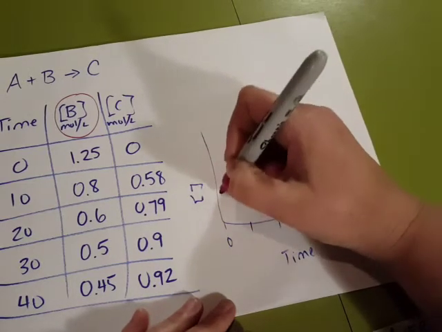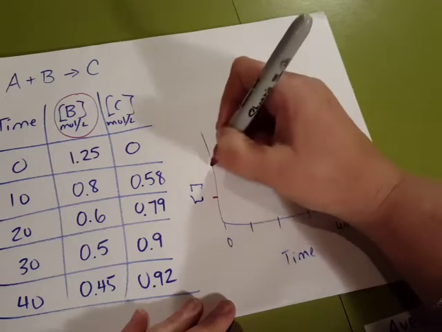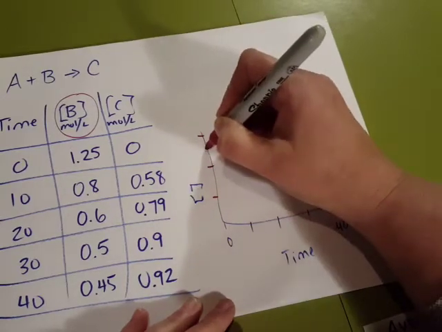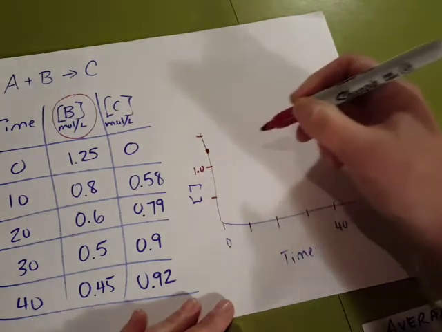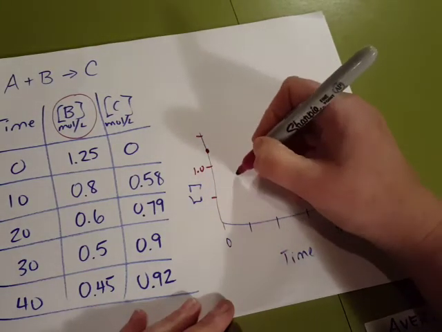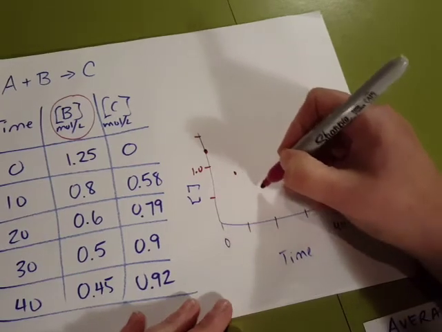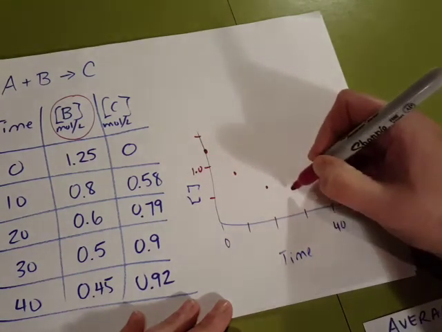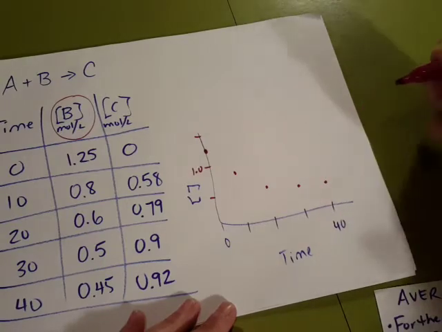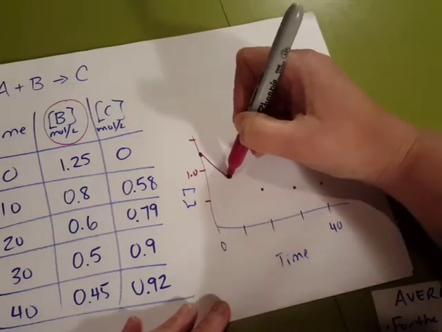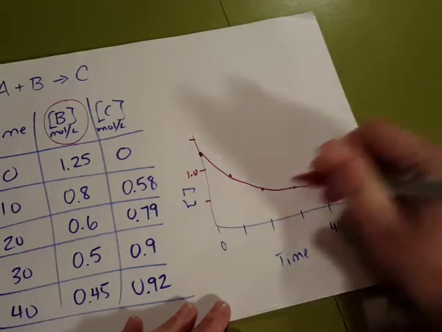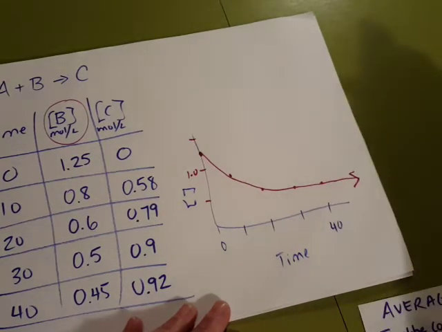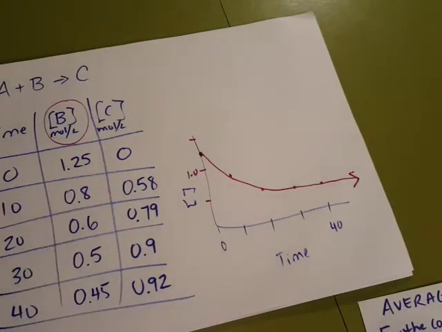So let's make that a 50, a 1, and then a 150. So 1.25 would be up here. And then 0.8, and then 0.6, 0.5, something like this. So you can see that the concentration of B declined over time, but then it looks like it's sort of petering out over the course of that reaction.